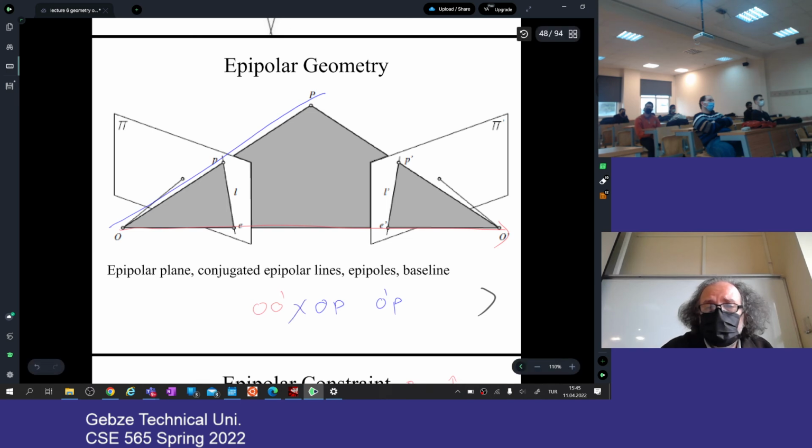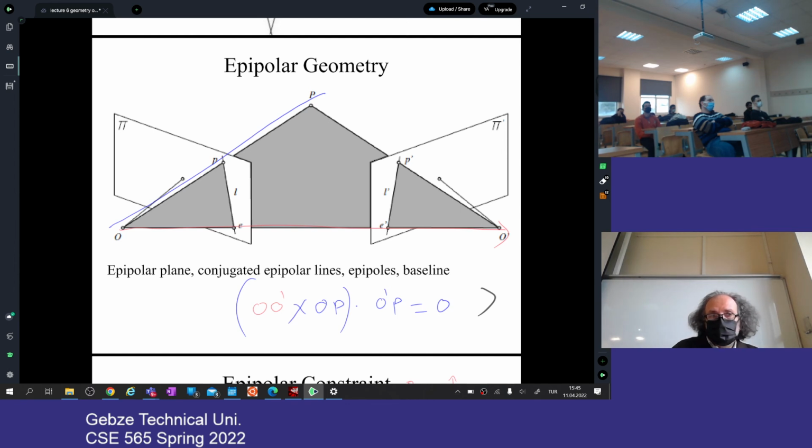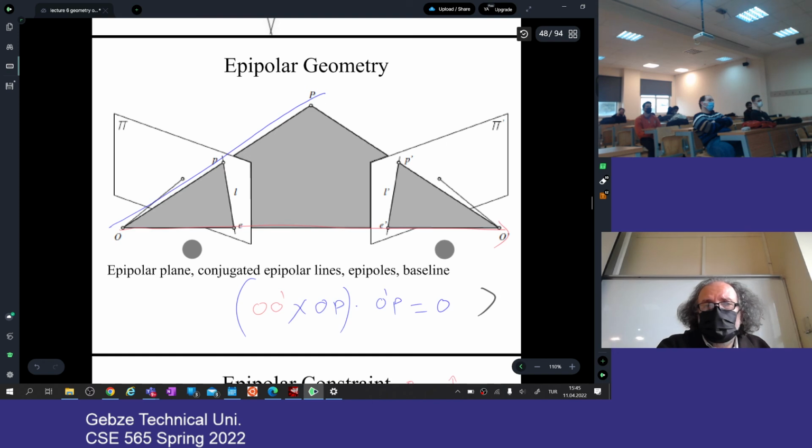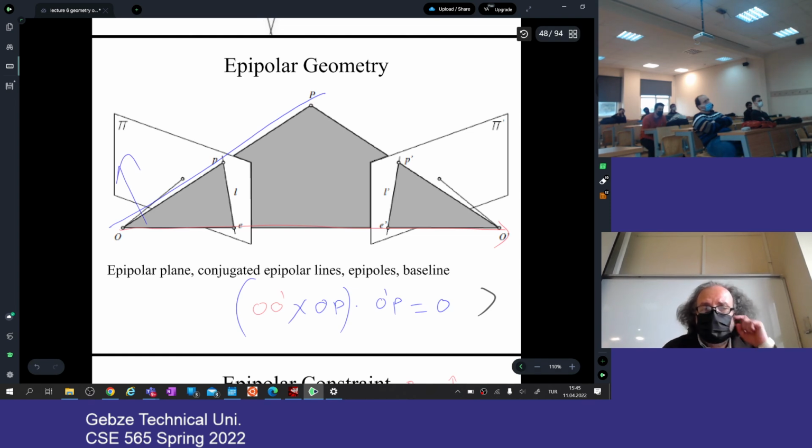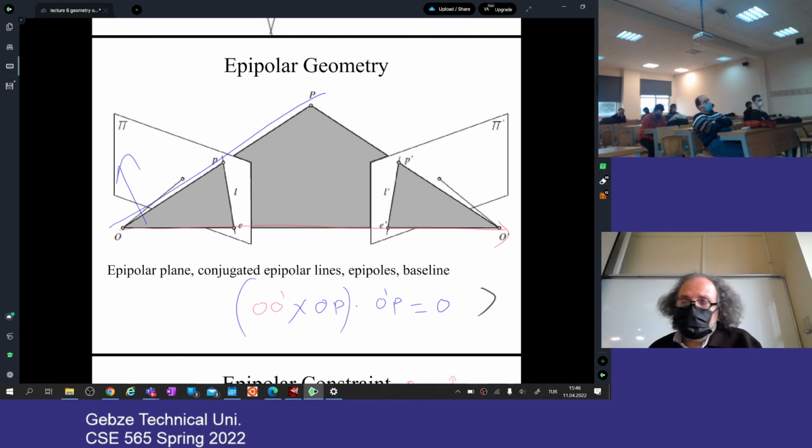If I cross product these two, and if I do a dot product after that with O prime P, I should get a zero, right? O prime times cross product OP will give me a vector perpendicular to this plane, and if I dot product that vector with O prime P, I would get a zero. Okay? I would get a zero.